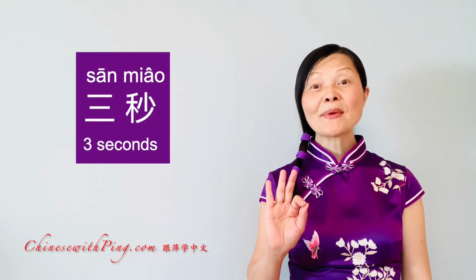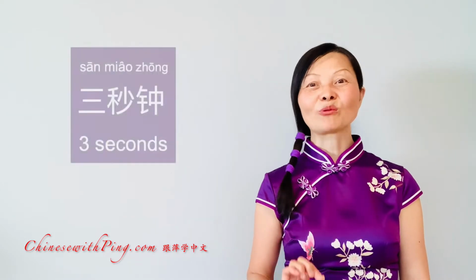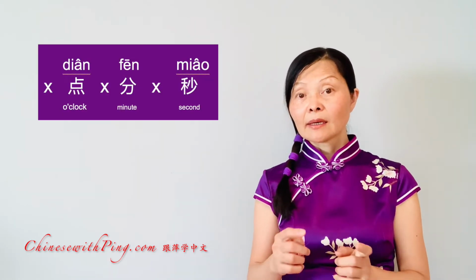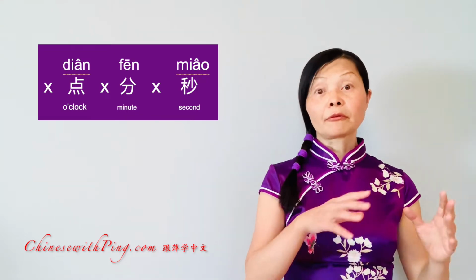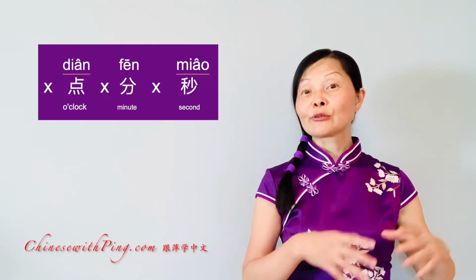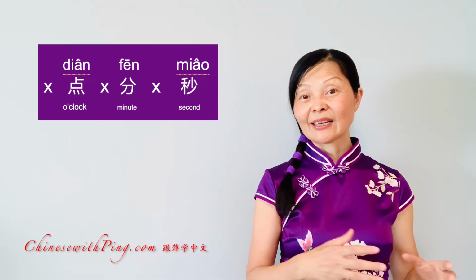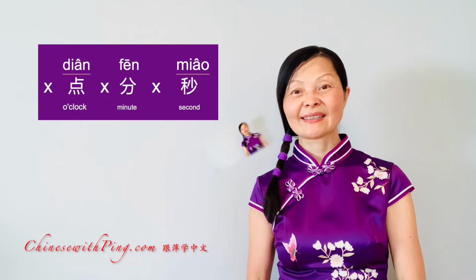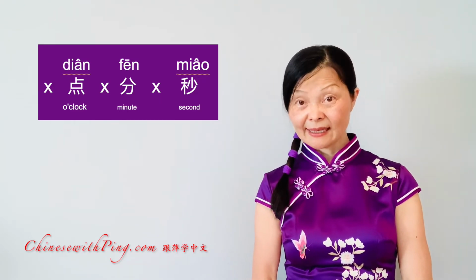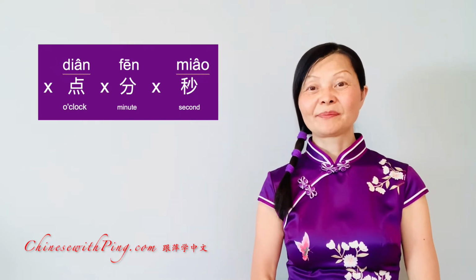3 seconds, 3秒, 3秒钟. The order of time, the hour, the minute, the second: in English the order is from the small unit to the big unit. But in Chinese, you start with the big unit and then go down to the smallest unit. So when we talk about hour, minute, and seconds, you start with the hour. Let's try that.